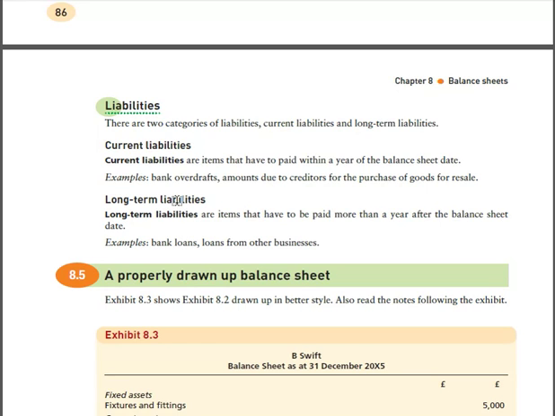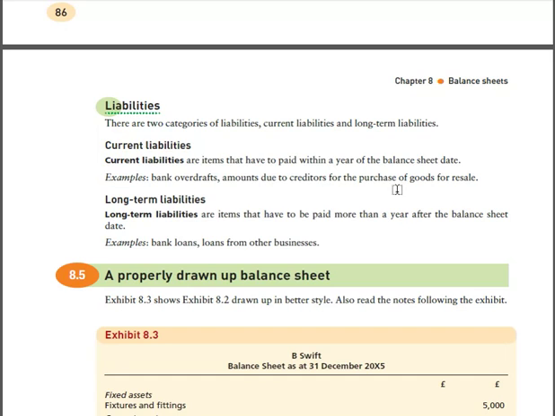Liabilities is anything that we owe to other parties. Now these again can be divided into two categories: current liabilities and long-term liabilities. Current liabilities have a similar criteria to current assets, which means they have to be paid within a year of the balance sheet date. So very common examples would be bank overdrafts. These are very short-term loans from the bank, which we have to pay within a month or within 12 months.